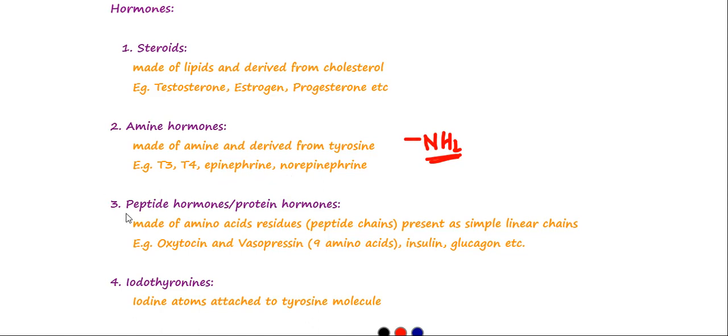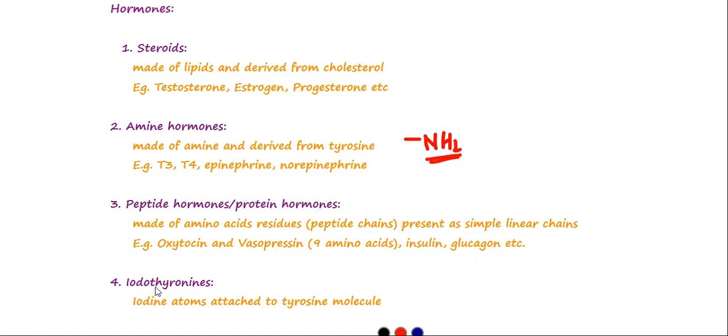Then we have peptide hormones or protein hormones. Peptides, as I said, are made up of amino acid residues. Peptide chains are simple linear chains. So amino acids join together to form linear chains, which are nothing but peptides. Usually they have around 10 amino acids maximum. A few examples are oxytocin and vasopressin, which have 9 amino acids joined together, and they form a peptide. So these are peptide hormones. Then we have insulin and glucagon, as we discussed earlier.